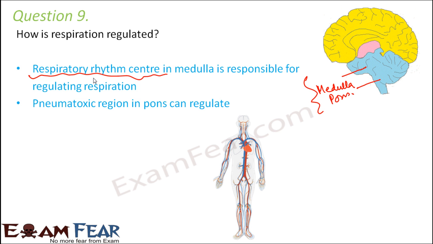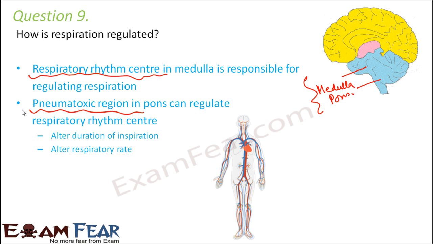And in the pons, there is another region called the pneumotaxic region, which regulates the respiratory rhythm center. So basically, this is the center which controls the respiration activities, and this center itself is controlled by another center which is located in the pons. Now, this pneumotaxic center can actually alter the duration of inspiration, that is, how fast you breathe in air, or how fast the respiration rate would be. So it can alter the respiratory rate also.